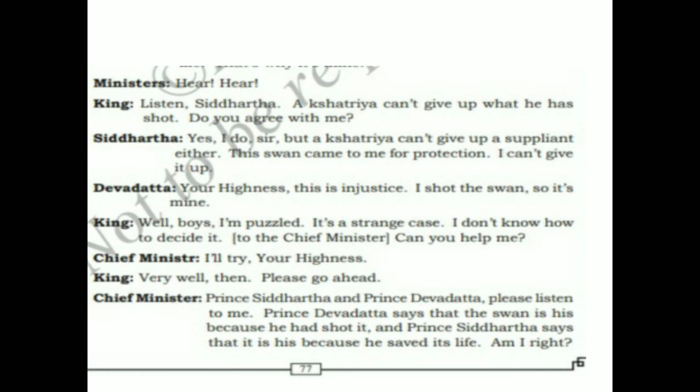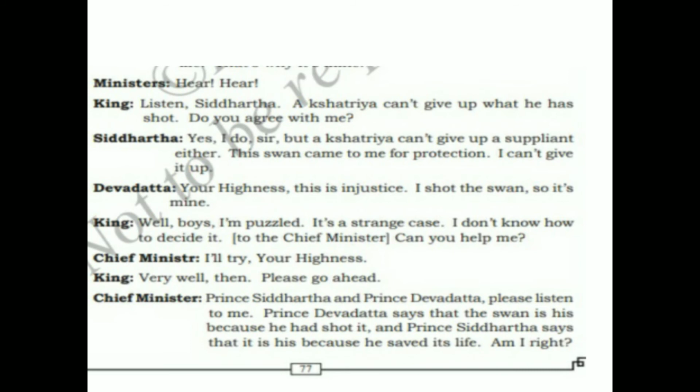The king is asking the chief minister. The chief minister is telling, I'll try, Your Highness. King says, very well then, okay. I will just sit and see how you will decide or do justice. So, please go ahead, the king tells the chief minister.